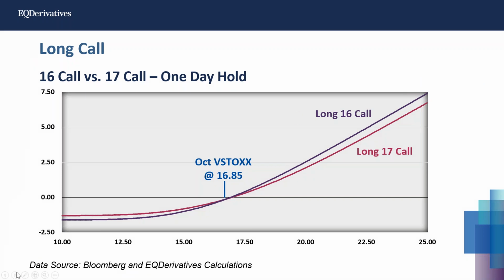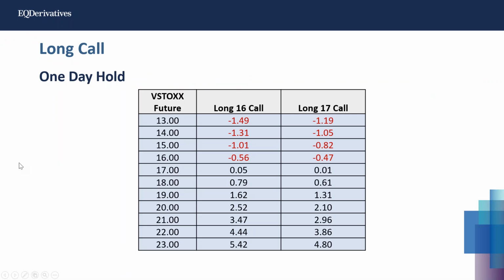Unfortunately, I have to switch back and forth to move from my pointer to the highlighter to move from slide to slide. And then I just created a table showing that data as well, just to illustrate a little bit better what works better in different situations. Typically, the 16 call is going to work better to the upside. The 17 call is going to hold up a little bit better to the downside.